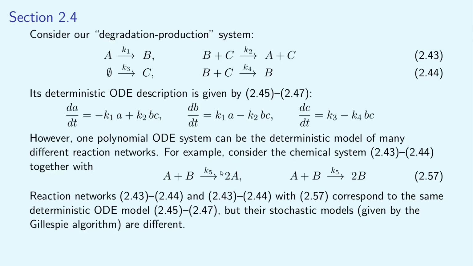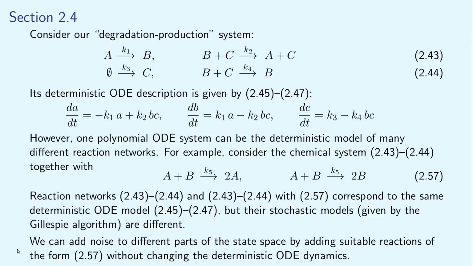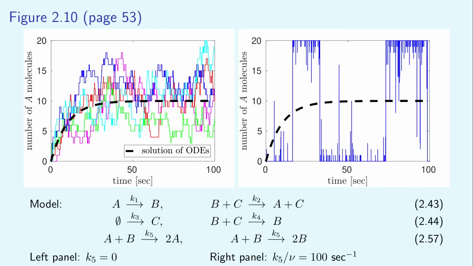However, the stochastic model will be different for each value of K5. Therefore, we can add noise to different parts of the state space by adding suitable reactions of this form, without changing the deterministic ODE dynamics. In Figure 210 on page 53, we present the time evolution of both deterministic and stochastic models for two different values of rate constant k5.